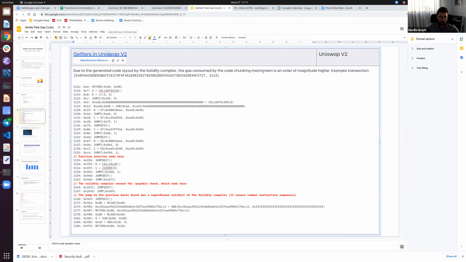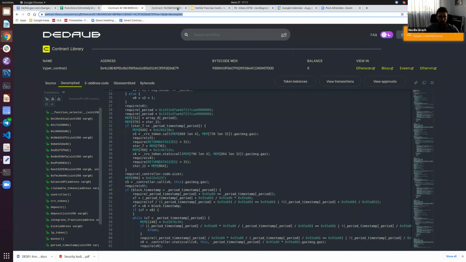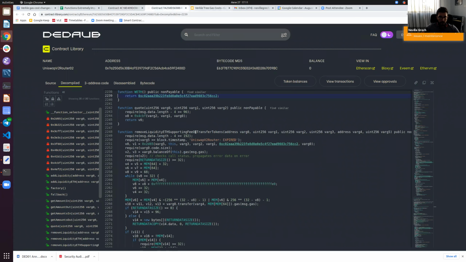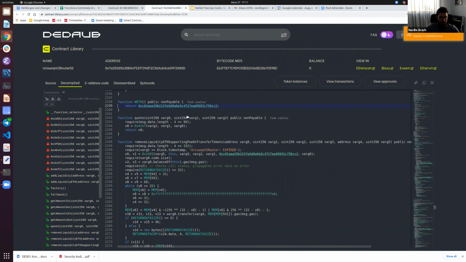Okay, let me find this contract. I think it's this one, right? No, it's this one here. All right, so this is the decompiled view of a smart contract. This is Uniswap v2 router 2. Okay, and this is a very simple getter. Now I'm viewing the decompiled version of this.